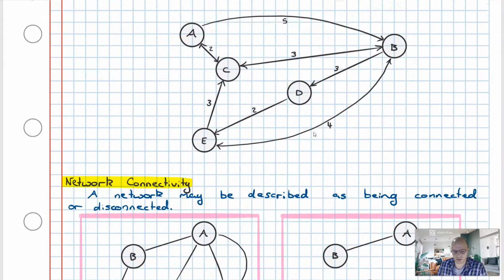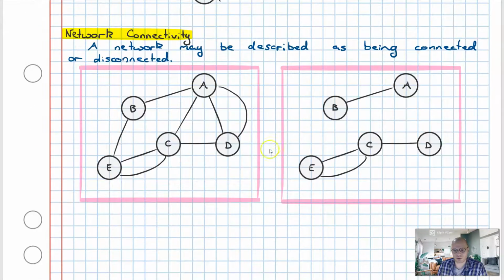Moving down, we can have a look at network connectivity, or the connections of networks, which can be described in two ways. On the left here, what we have is a network where every single node is connected in the network. What we call this particular type of network is a connected network. In contrast, what we have on the right over here is a network containing the exact same nodes as the network on the left here. However, what you're going to find is that not all of the nodes in this network are connected together. So what we call this is a disconnected network.